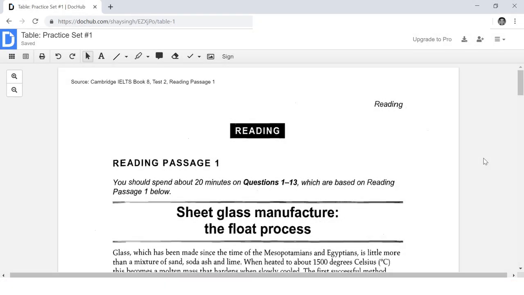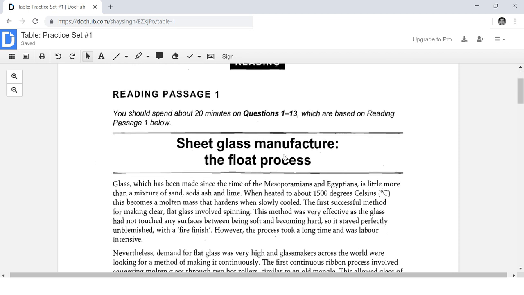In this video, we're going to be going over practice set number 1 for the table question. So right here, we have an example from the Cambridge IELTS book number 8, and this is going to be reading passage number 1. So let's start off by first reading the title, Sheet Glass Manufacture, the Float Process.